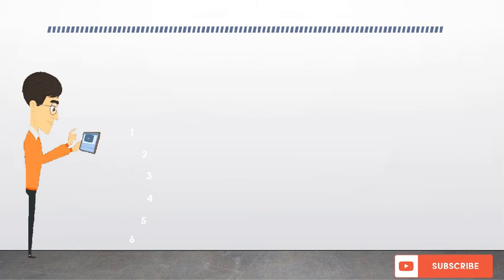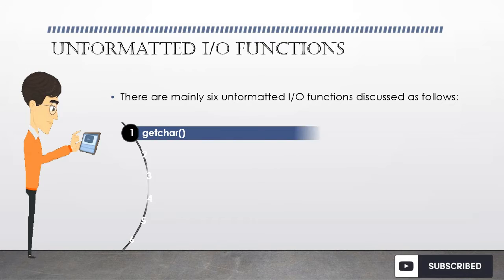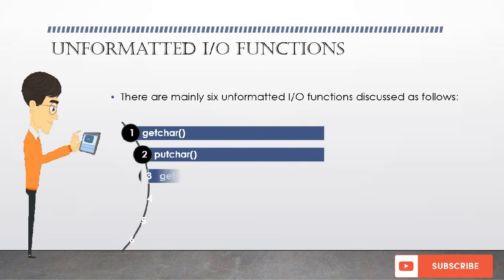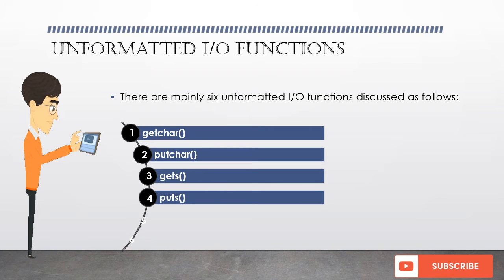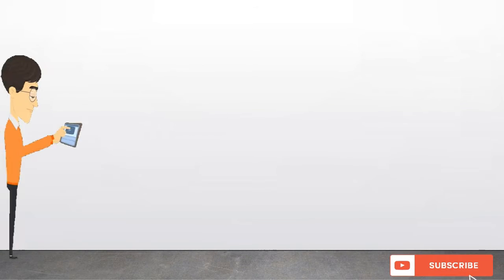Let us continue our study towards unformatted IO functions. There are mainly 6 unformatted IO functions discussed as follows. The first one is getchar, second putchar, third gets, fourth puts, fifth getch, sixth getche. Let us study in detail each one of the following.